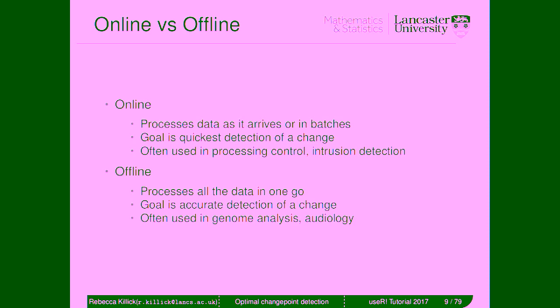So in online change point detection, they want accuracy of where the change point is, but they will forgive a bit of inaccuracy at the expense of, well, if they can detect it quicker, they're happy to accept some inaccuracy in where the change is. Whereas in offline, the goal is just getting the location correct. And so this is often used in genomics and audiology and lots of other places where really it matters that you get that change point correct.